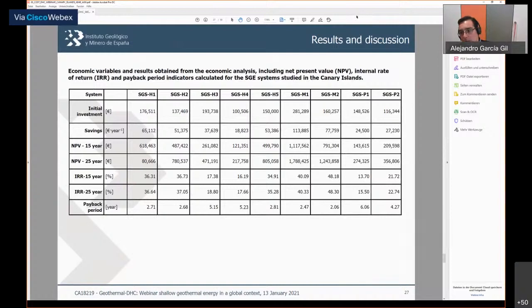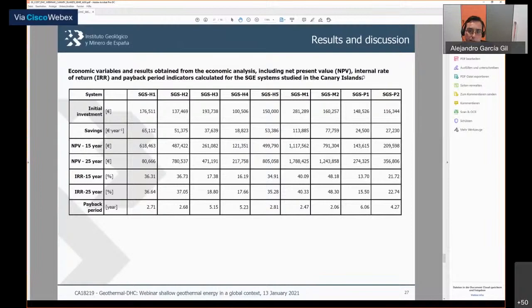The net present values of 0.63 and 0.93 million euros on average for 15 and 25 year project lifetimes are obtained, up to 2.2 million euros in the case of the shopping center, the biggest installation, for a 25 year net present value. On the other hand, for the 15 and 25 year internal rate of return, we have an investment rate higher than 14 and 30%, and an average up to 48%, so profitable investment rates.